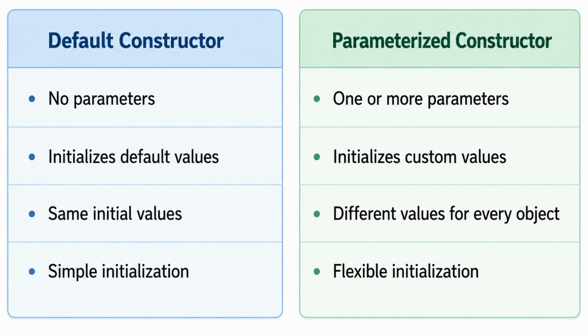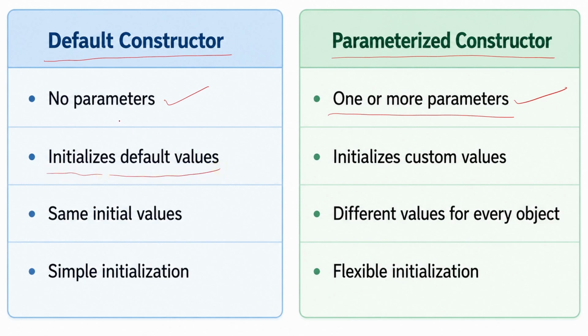Now we will see the difference between default constructor and parameterized constructor. We already studied both. A default constructor has no parameters. No parameters will be there in the default constructor, whereas in the parameterized constructor we'll be having one or more parameters. So this is an important point. The second point says initializes default values.